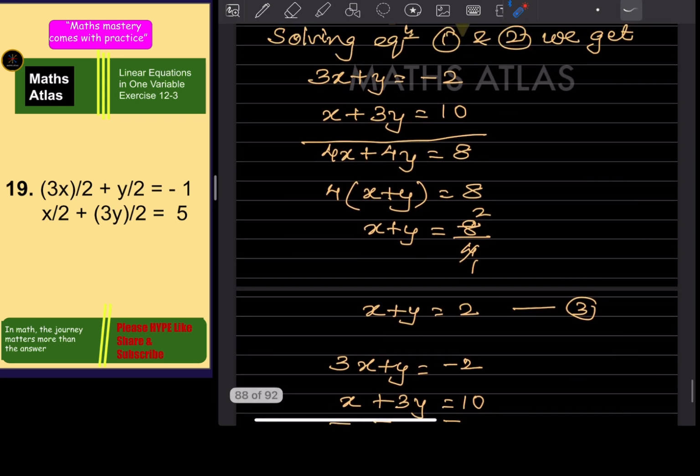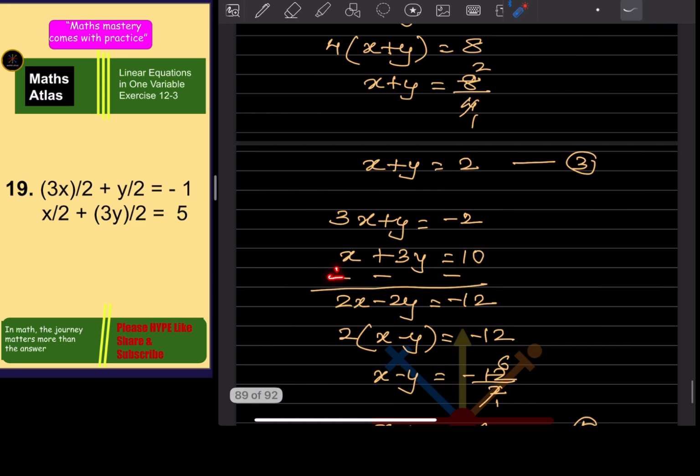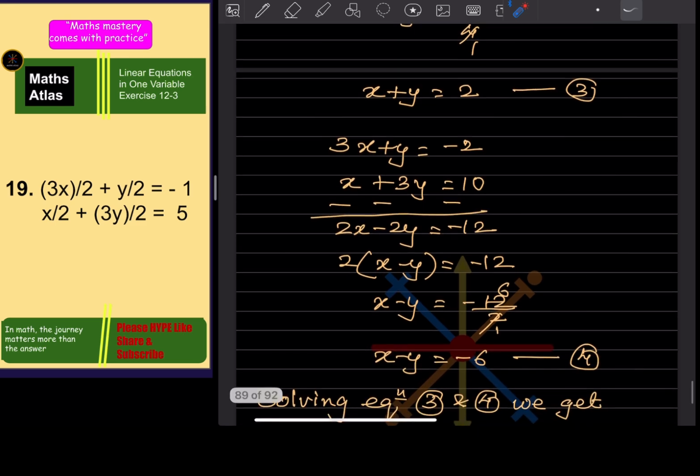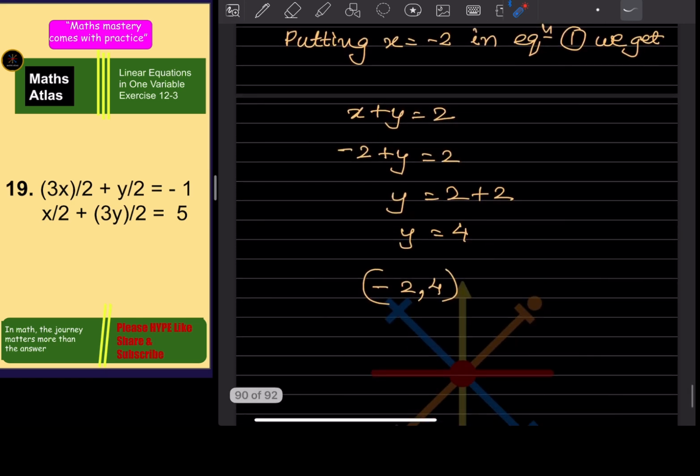And get the values. Again, while solving, you can do one thing. We can take directly, because here the coefficient for this is also 3 and for this is also 1. So we can add and subtract. First you add and you get one equation. Again here you subtract and you get one equation, and then you are going to solve both the equations and get the values of x and y. So this is the answer.